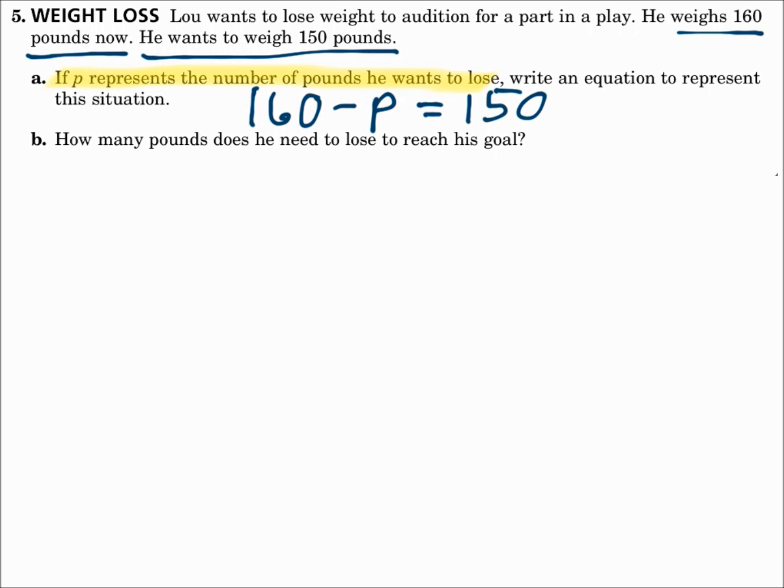How many pounds does he need to lose to reach his goal? 160 minus what is 150? Well, P is 10 pounds.